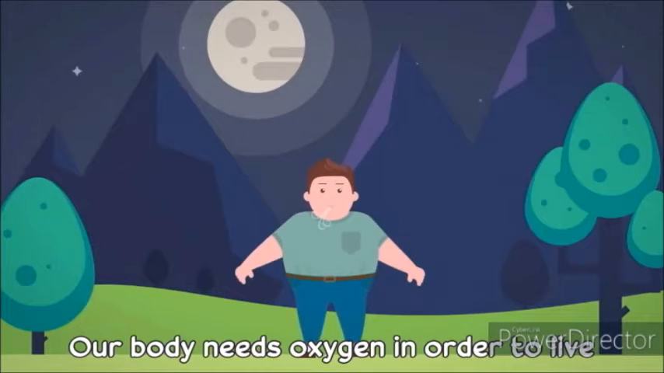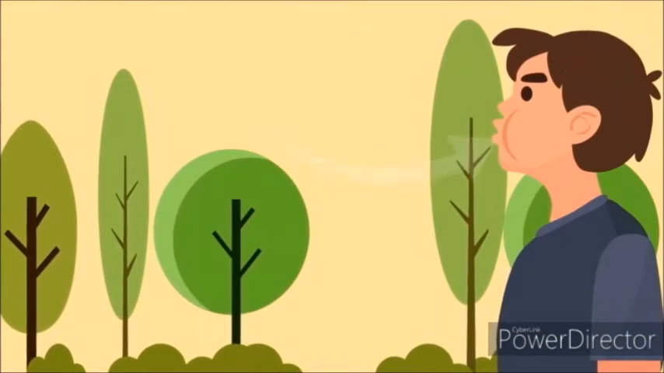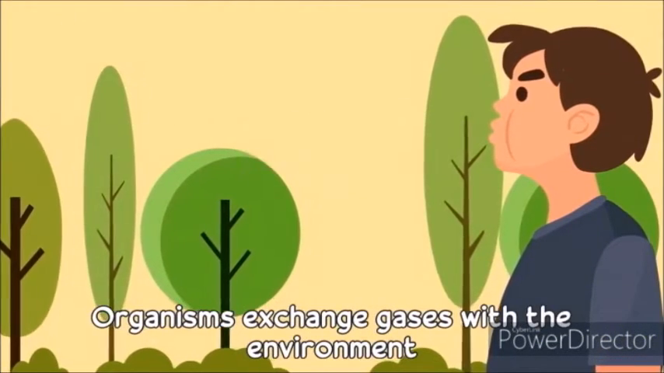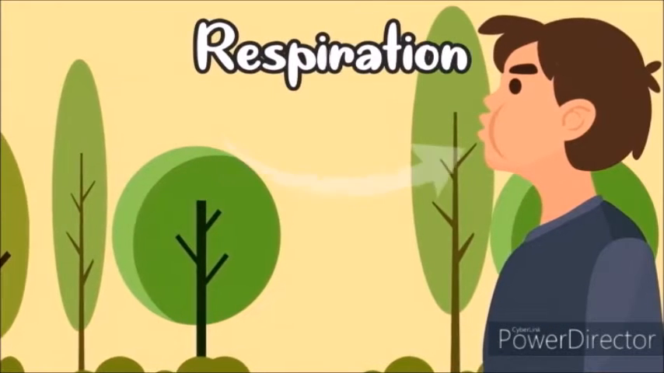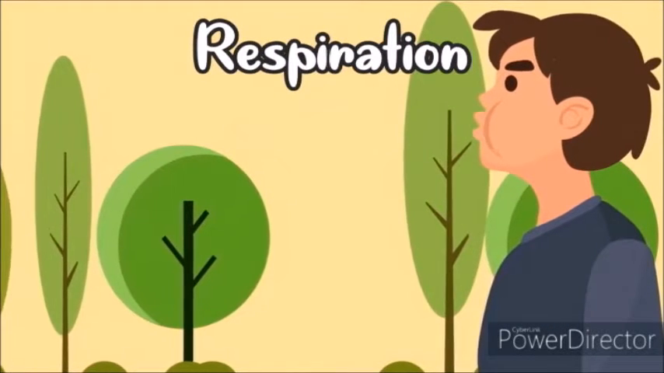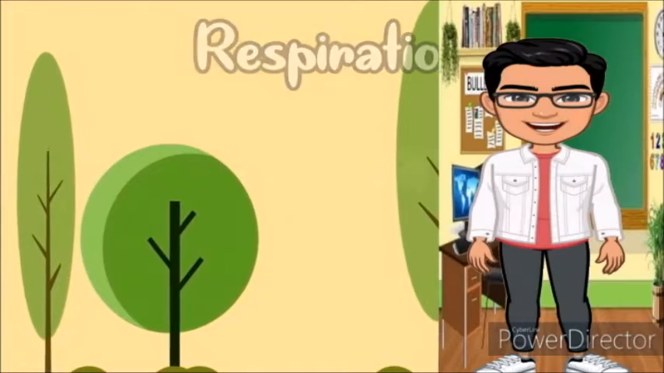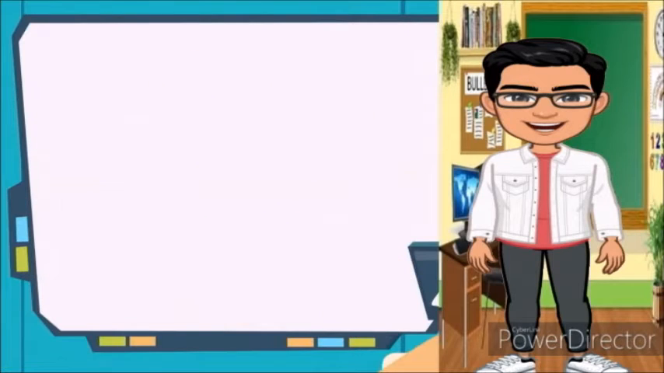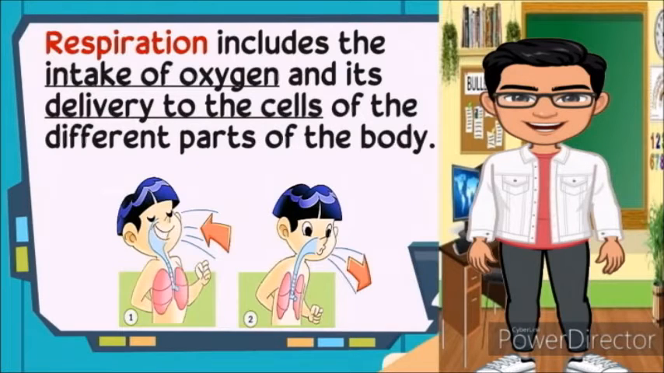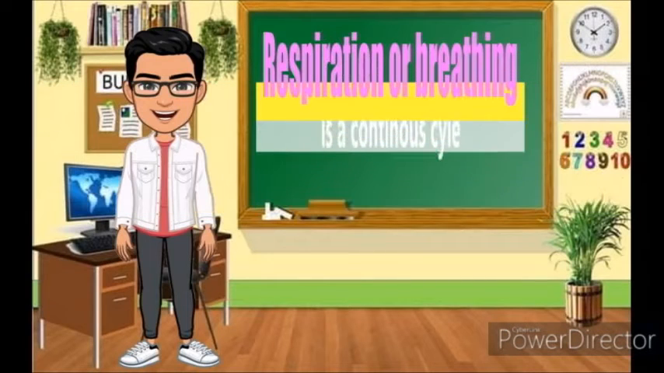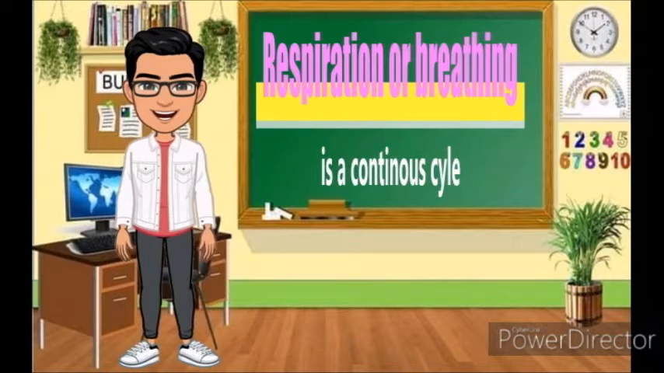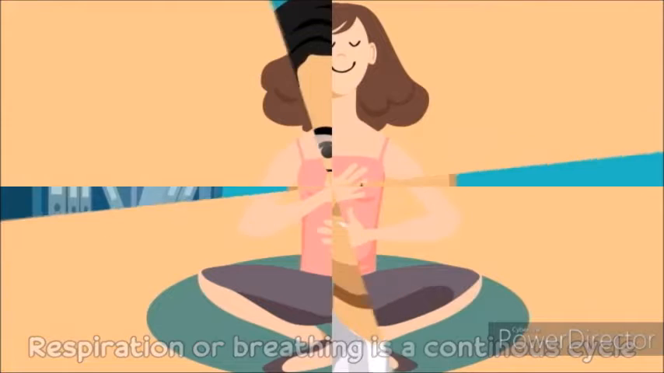Our body needs oxygen in order to live. Organisms exchange gases with the environment. This process is called respiration. Respiration, that is, includes the intake of oxygen and its delivery to the cells of the different parts of the body. Respiration or breathing is a continuous cycle.